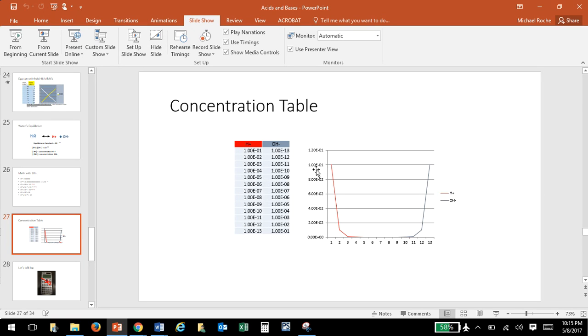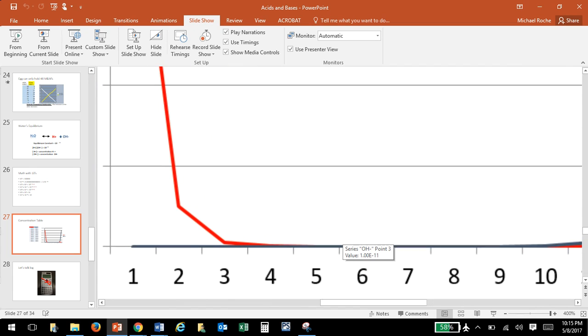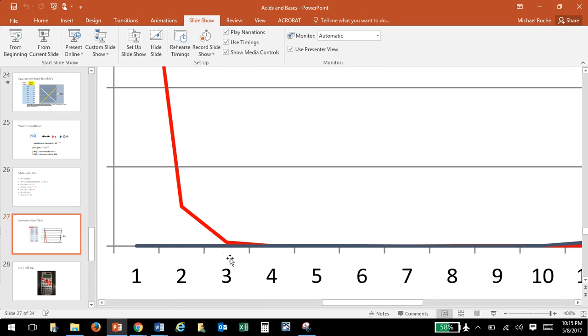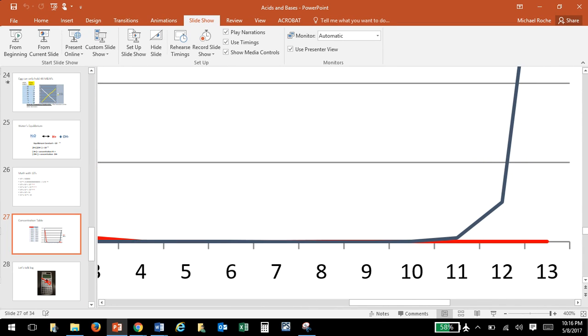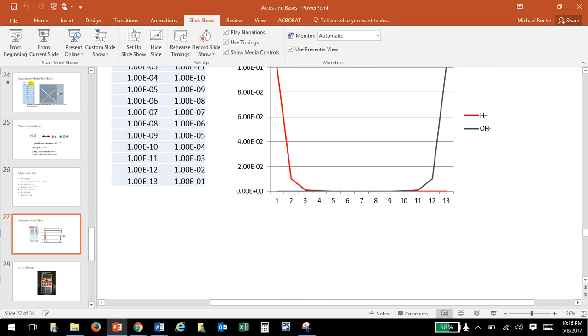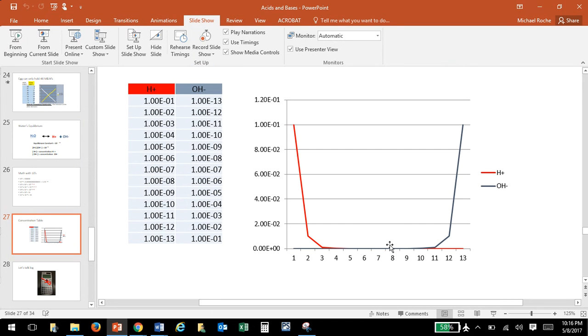So as the H plus concentration is decreasing, and as you can see here, it kind of disappears because this is an exponential function, the OH concentration is increasing, and it's very subtle. If I blow this up, you can barely see it rising a little bit there, but it's just because it's an exponential function, you can't really see it that well. But it is rising, rising, rising, and then rising more dramatically here toward the end.